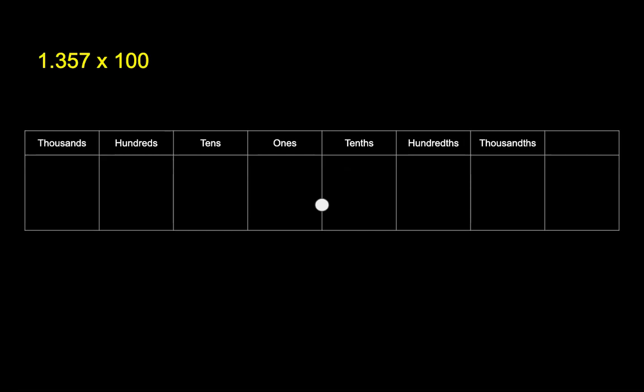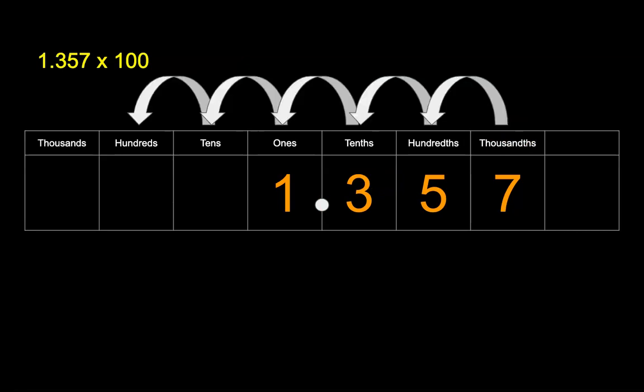1.357 times 100. Now, at this point, you're probably thinking to yourself, why do I have to do this one at a time? Well, you don't. This is just so you understand what's happening. You might say, can't I just take all of these and do it in one go? And the answer is, yeah, of course you can.